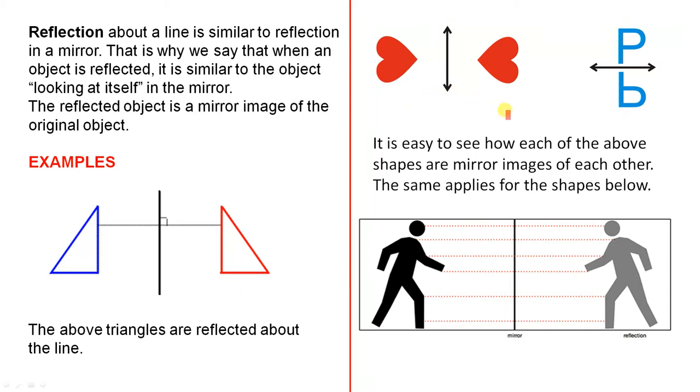It is easy to see how each of the above shapes are mirror images of each other. So the heart and the letter P, or the letter B if you reflect that way. The same applies for the shapes below. So the sizes are the same. Obviously the orientation changes, and distances from the line of reflection are the same in each case.